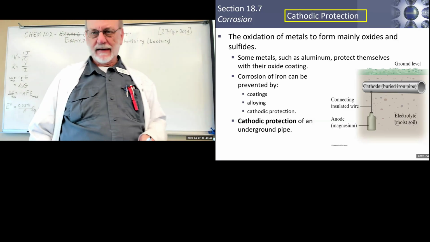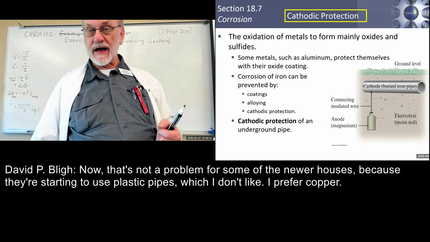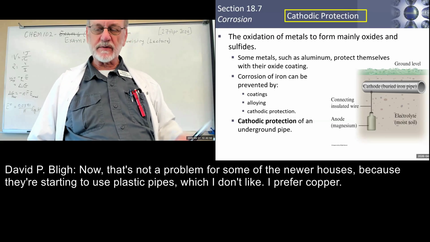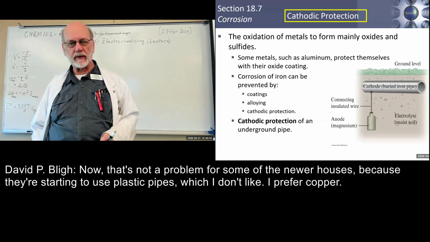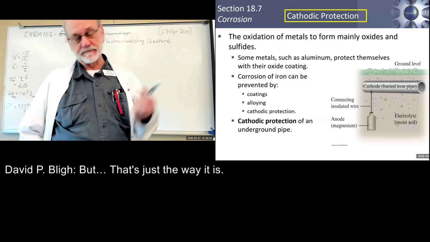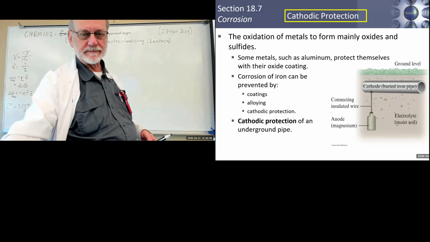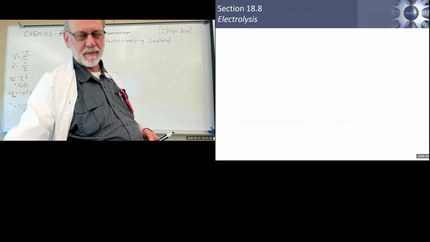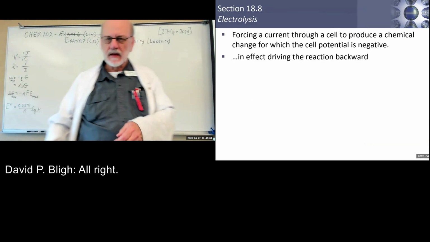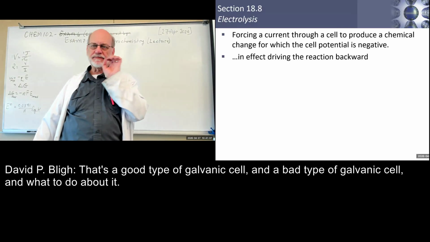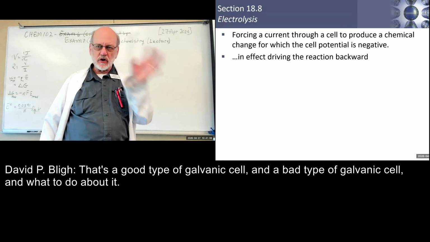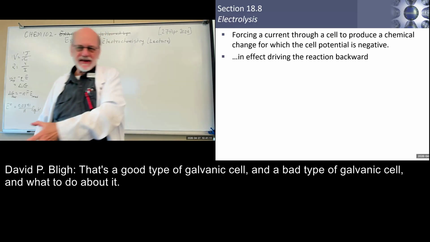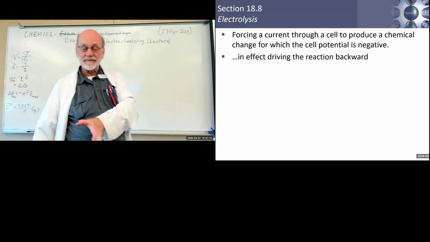All right. Now, that's not a problem for some of the newer houses, because they're starting to use plastic pipes, which I don't like. I prefer copper. But that's just the way it is. All right. So that's a good type of galvanic cell and a bad type of galvanic cell, and what to do about it.